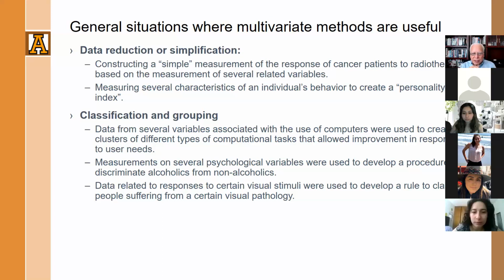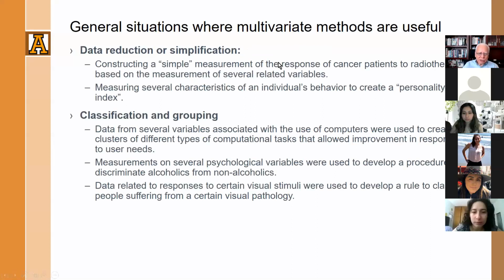And also prediction, because when I told you that there's a very thin line between classification and prediction, think of this particular case. You measure the responses to certain visual stimuli, and you develop a rule to classify people suffering from a certain visual pathology. If you have information on people who have developed that visual pathology, you can use this data to predict if a new individual is likely to suffer from that particular visual pathology.